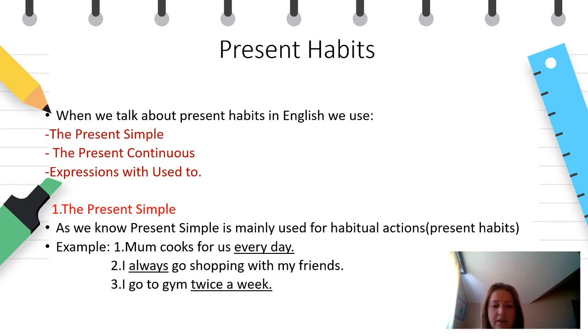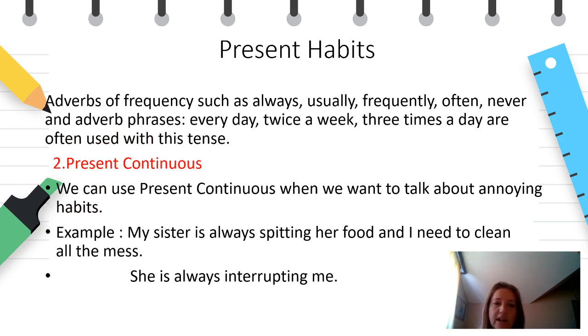So you can see from the examples, there are some underlined words: every day, always, twice a week. We call these words adverbs of frequency or adverb phrases. So with present simple, mostly we use the adverbs of frequency, such as always, usually, frequently, often, never, and adverb phrases: every day, twice a week, 3 times a day, etc.